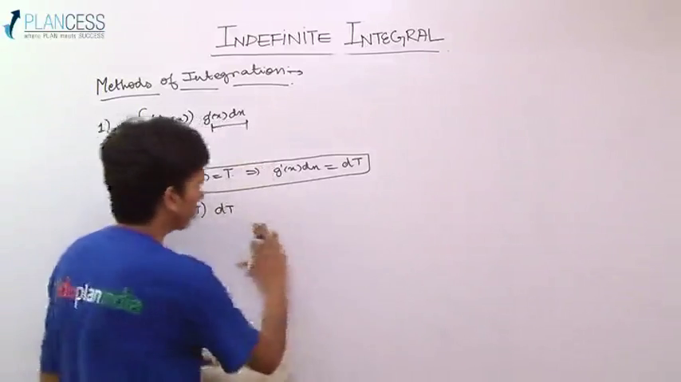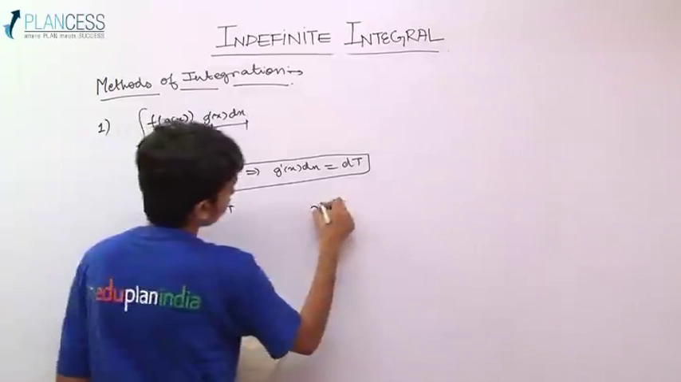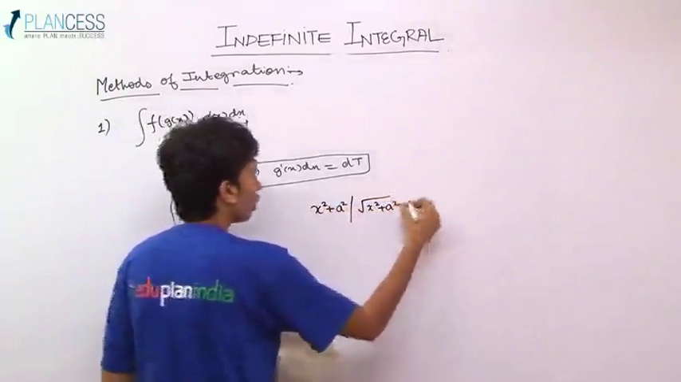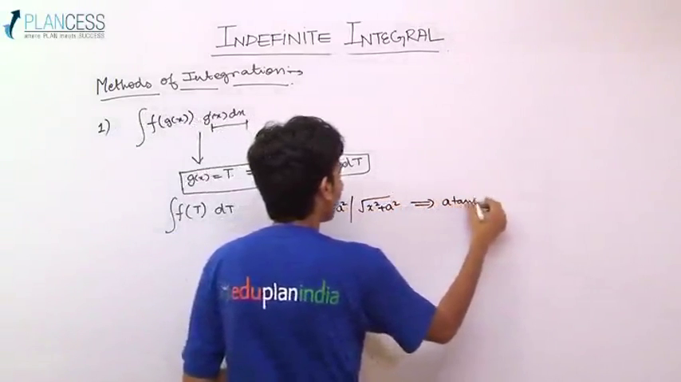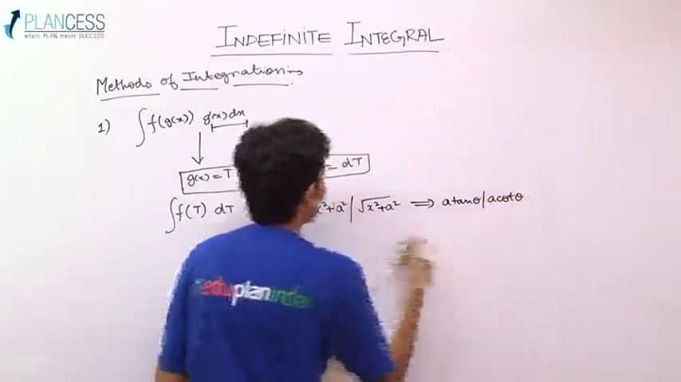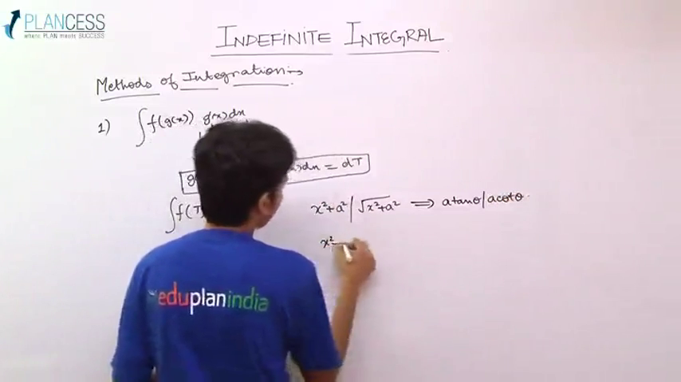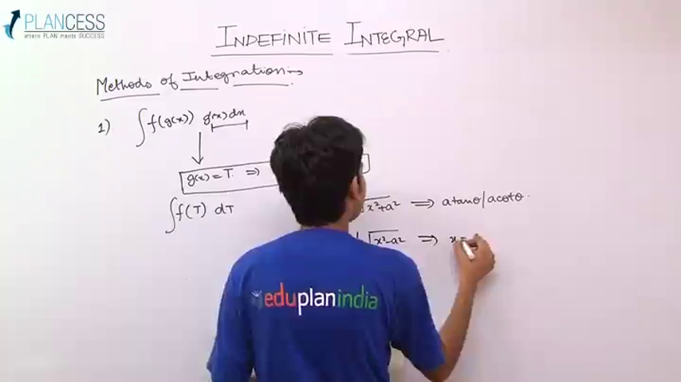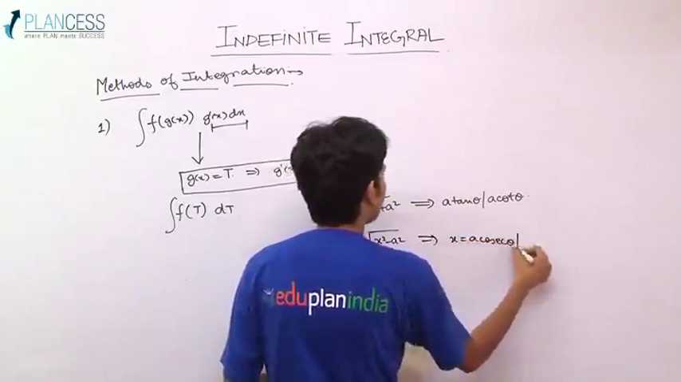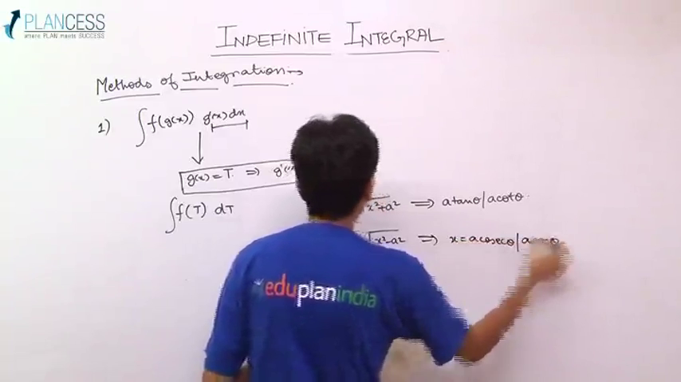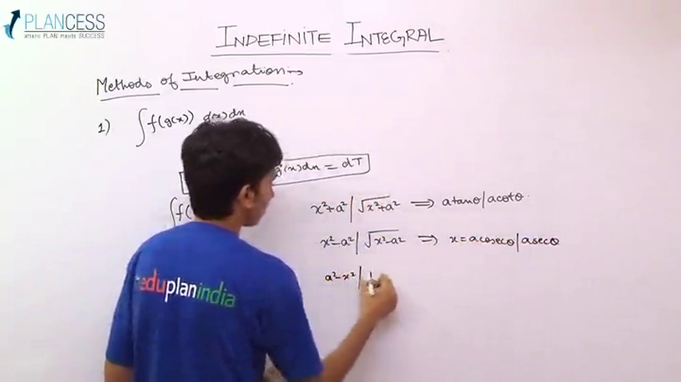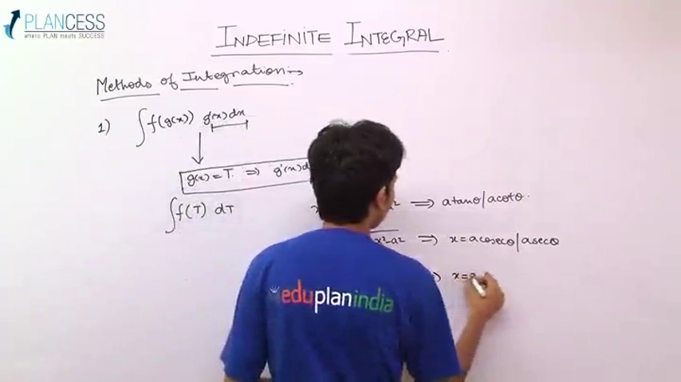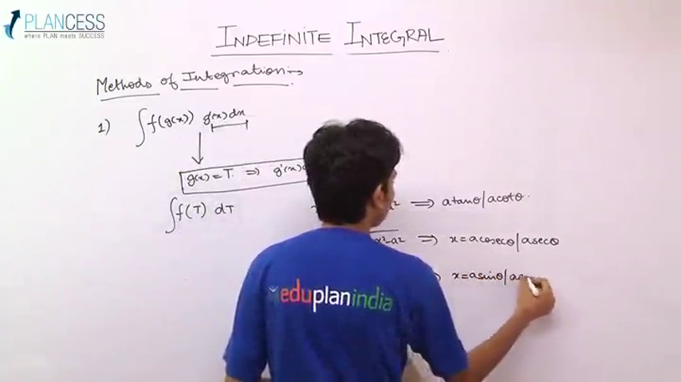And I'm going to tell you some of the standard substitutions. You will be knowing them, but still. If you have x square plus a square or root x square plus a square, what do you substitute? A tan theta or a cot theta. Knowing trigonometric functions, you get to know a lot about substitution. Again, root x square minus a square or x square minus a square, x is equal to a cosec theta or a sec theta. Similarly for a square minus x square, root a square minus x square, x is equal to a sin theta or a cos theta.